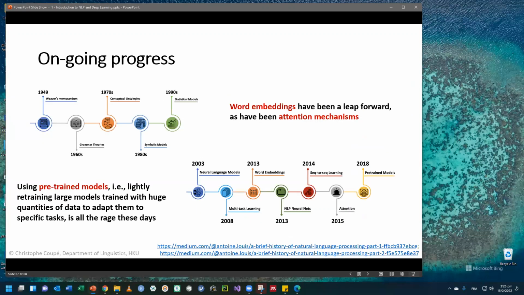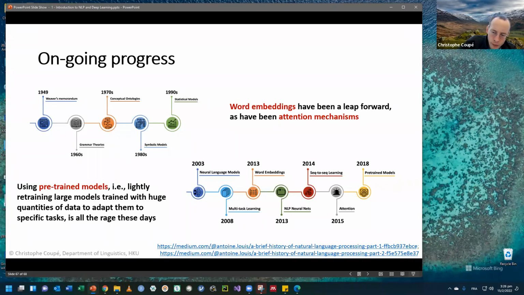So if you would check the progress, in 2003, we started to have some simple neural language models. And then in 2013, we started to have word embeddings, the stuff I've mentioned earlier on. And that was a leap forward. And then we started to have other things. In 2014, we started to have sequence-to-sequence learning, so something like sentence-to-sentence learning, for instance. And in 2015, people invented what we call attention and attention mechanisms. And that was also something very important.